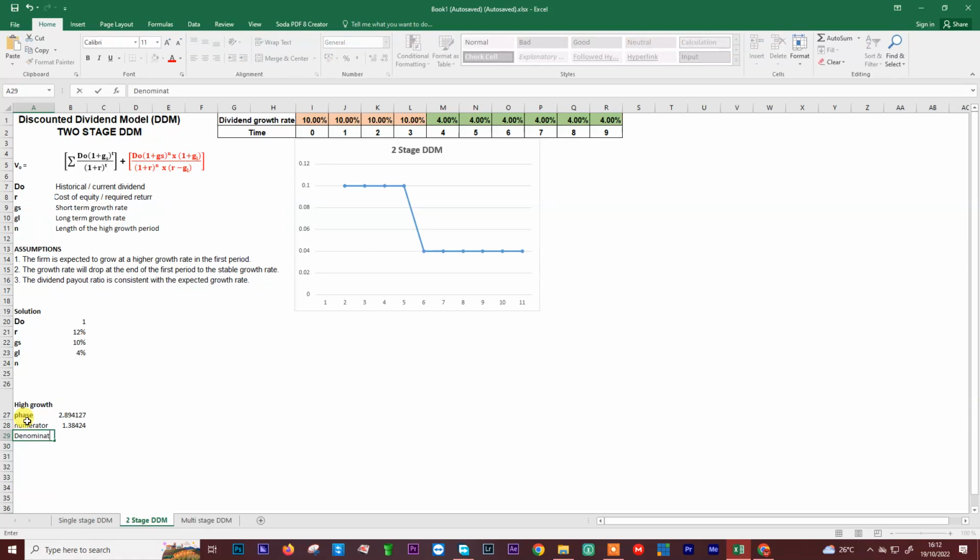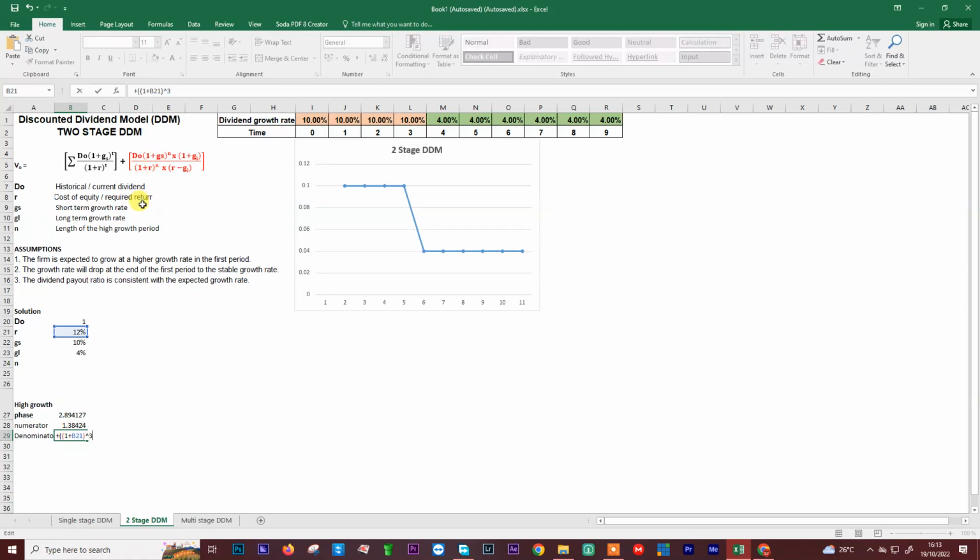And then the denominator of the perpetuity component, denominator there. So what we do, the denominator, 1 plus R. What is our R? 12%. Close the bracket. I didn't open the brackets first, so I just open it there. Open it again. Power, Shift 6. Power what? Power 3. Yes, because it's the last period. This n is power 3.